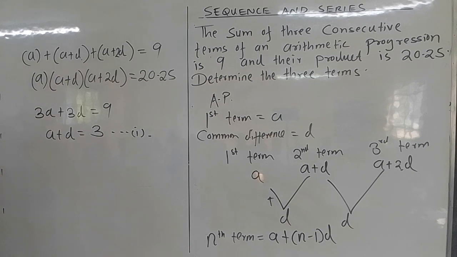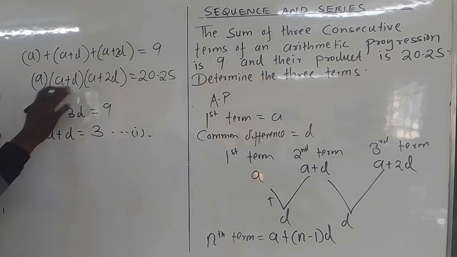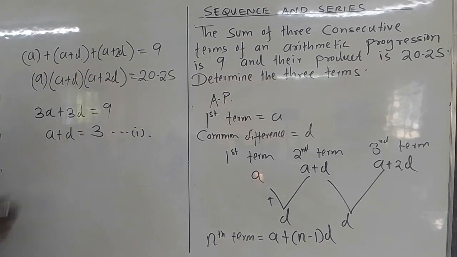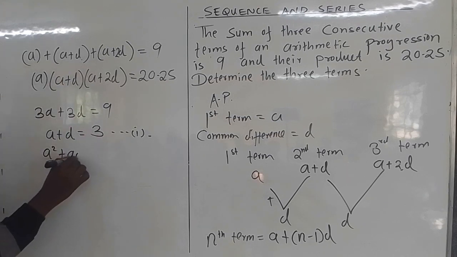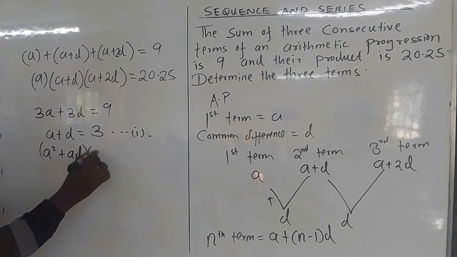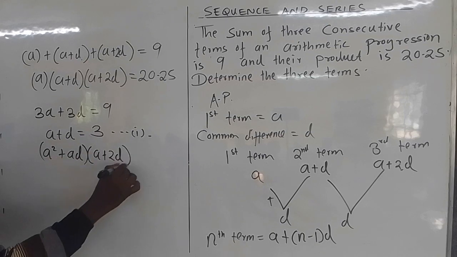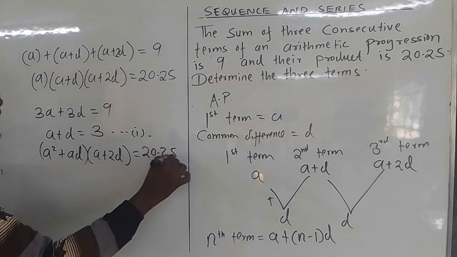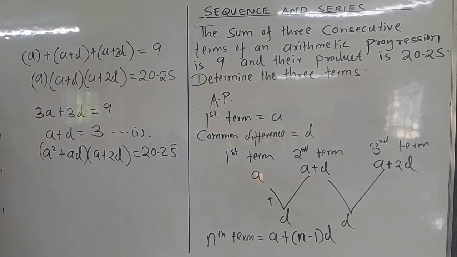Now equation 2, we can start with the first bracket here. A multiplies everything inside this bracket: A times A is A squared, and A times D is AD. We are done there. So we are now remaining with a product of two brackets, this and this. Is that okay?